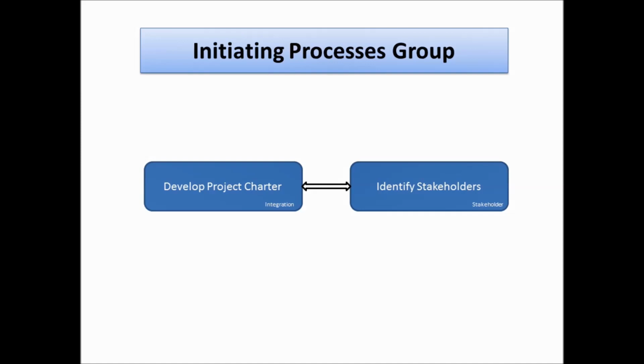Now, in this process of identify stakeholder, the project manager does something called stakeholder analysis to better understand the level of influence, the impact they have on the project, whether they have a high level of power or low level of power, and also the interest level of these stakeholders. Now, it's very important for you to understand that these two processes run in parallel. It's not done separately. So let's move on to the next process group, which is planning.